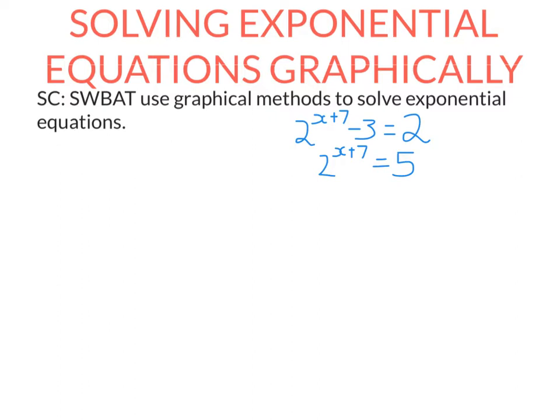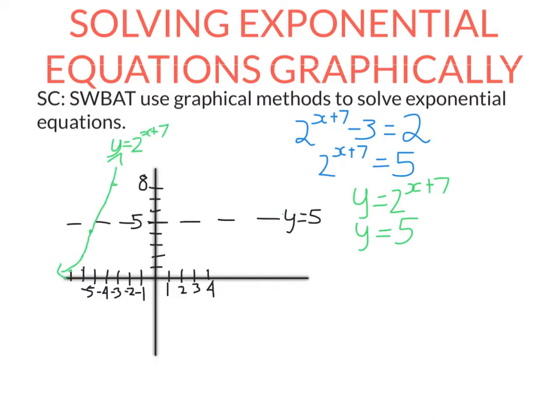So we could use a graphical method. What we could do is graph these two functions. We could graph y equals 2 to the power of x plus 7 and y equals 5. If we put them on our graphics calculator, we can then calculate the point of intersection. So if I graph both of these on my graphics calculator, I get something that looks like this.